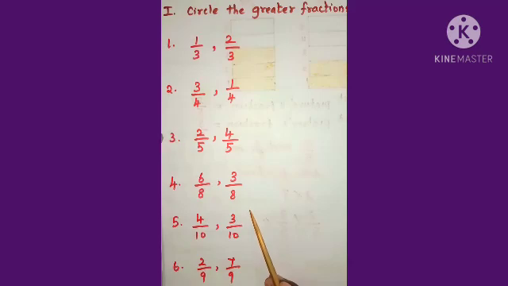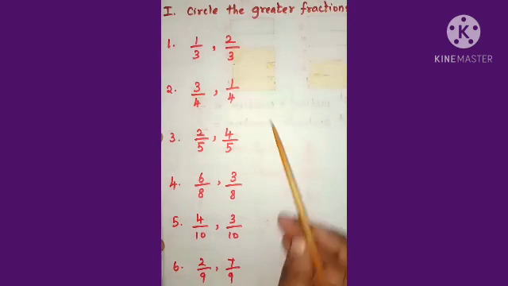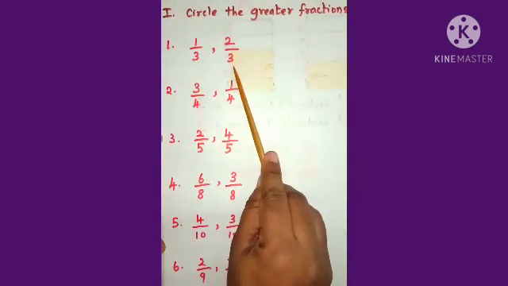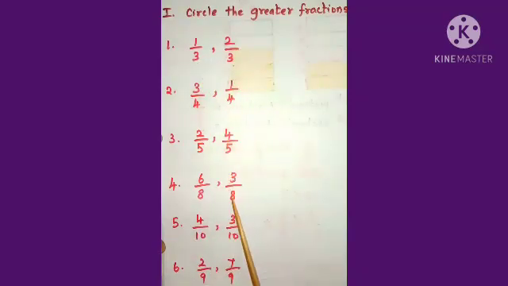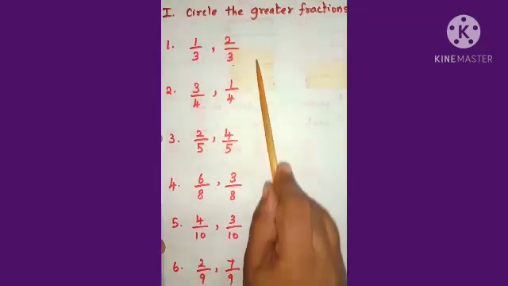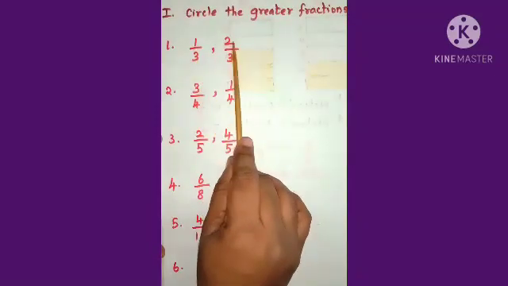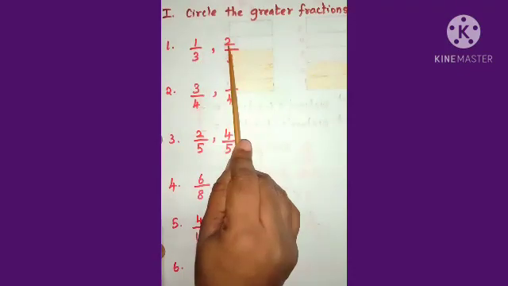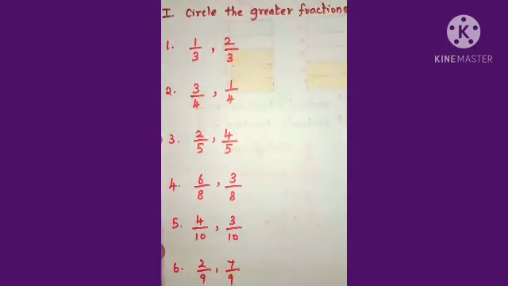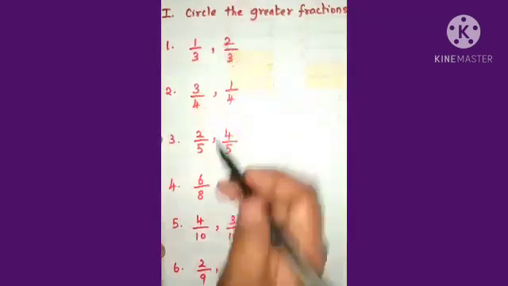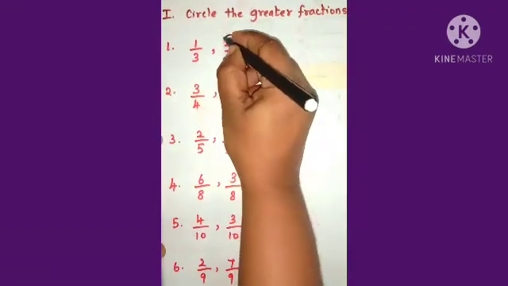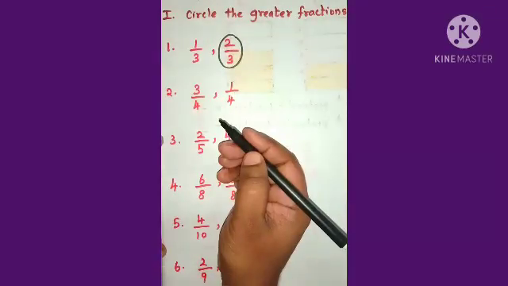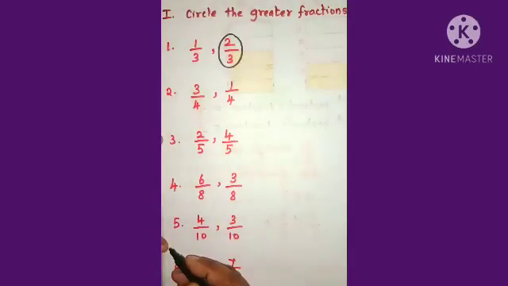Okay. So exercise 6.6, circle the greater fractions. See the fractions 1 by 3, 2 by 3. Here all the fractions are like fractions. In like fractions, we can easily compare the fractions by seeing the numerators. So 1 and 2 are the numerators. Which is the greater value? Yes, that is 2. So the fraction having the greater numerator will be the greater fraction. So 2 by 3 is the greater fraction.